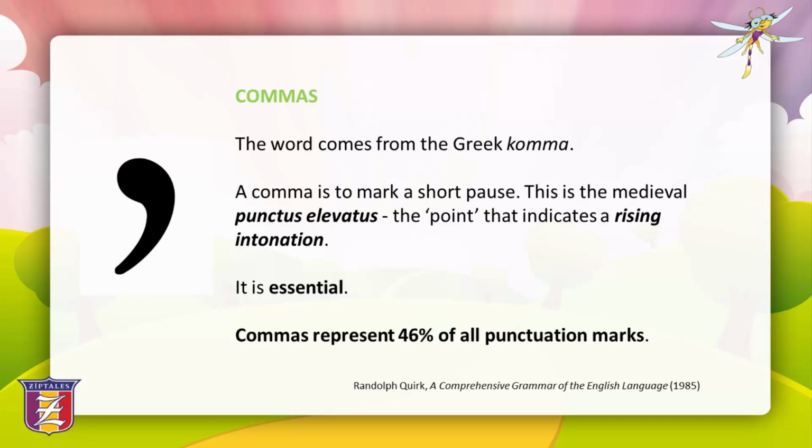Commas. The word comes from the Greek komma, meaning a piece cut off. That is, the bit where the speech is broken or interrupted. A comma is to mark a short pause. This is the medieval punctus elevatus, the point that indicates a rising intonation, because the voice pauses on a high note, then drops and runs on beyond the comma. They are very old, and they are essential.